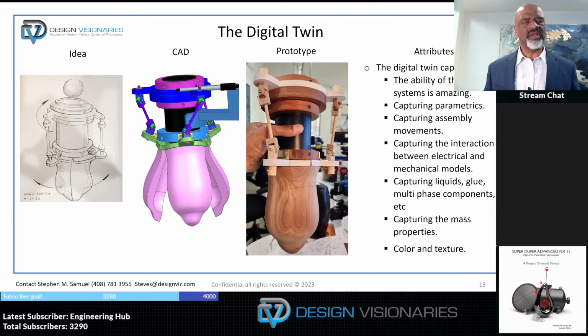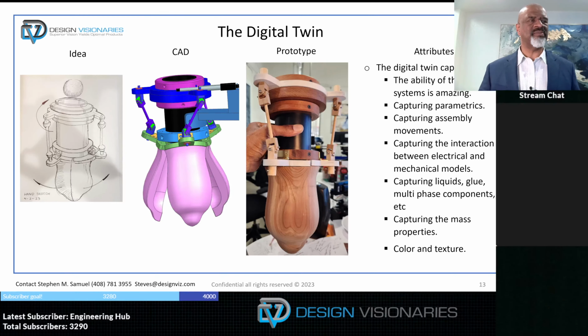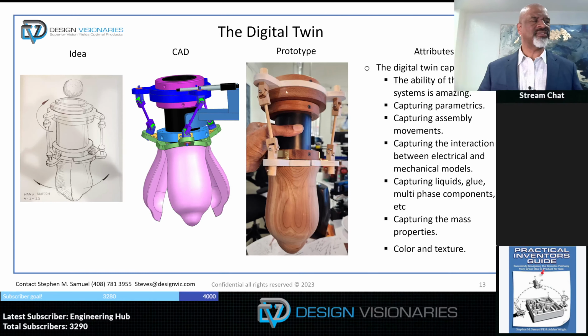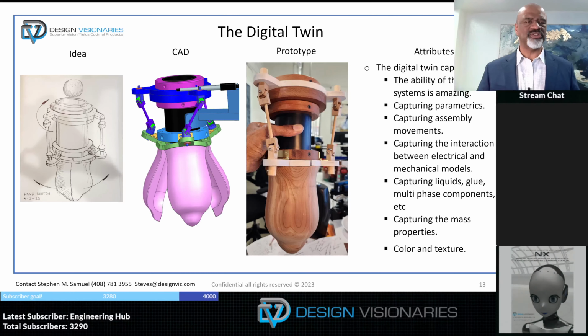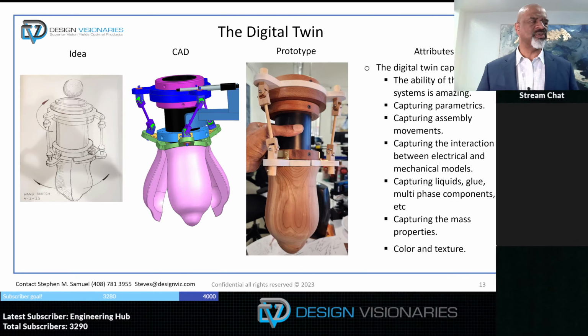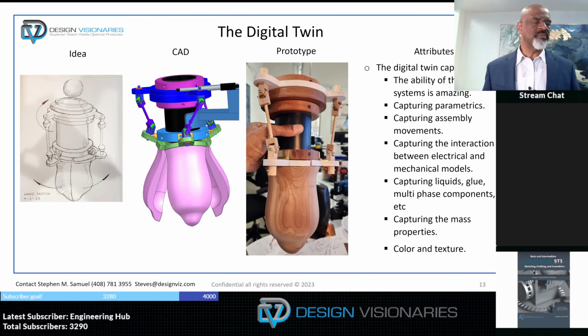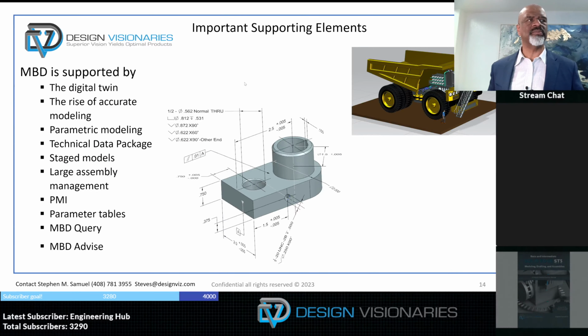In this case, it's a little device that opens up, and we can animate that, and we can do good kinematic analysis now, better than ever before. We can calculate the interactions or the iterations between electrical engineers, the mechanical engineers, the chemical engineers. We can really model things to a degree that we never could before. We could even capture things like liquids and glues and all kinds of weird multi-phase components and things that stretch. So these days we have the ability to model in a much, much better way. Color, texture, you name it, we can capture it all in a digital twin.